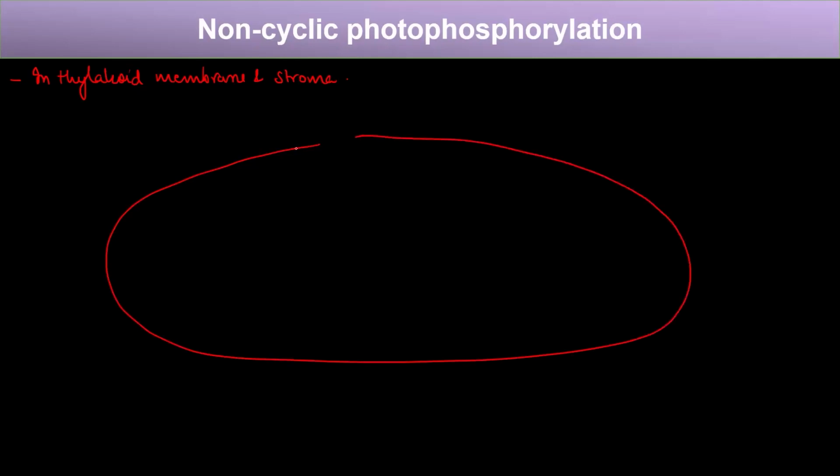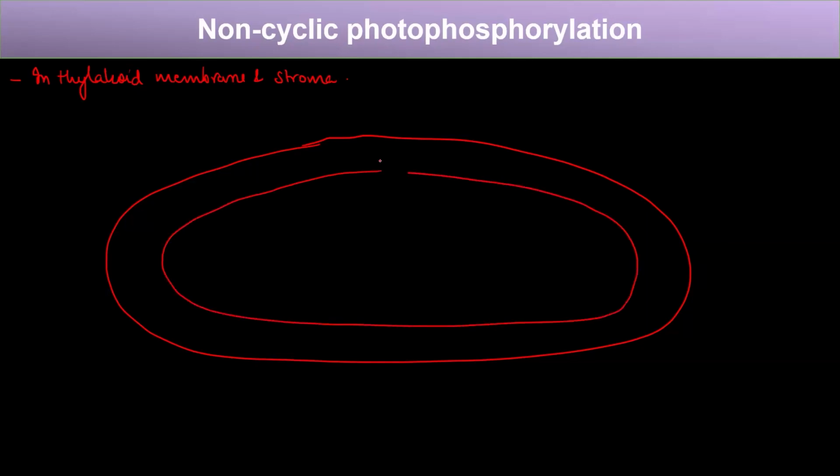If you remember, I'm drawing a zoomed version of a thylakoid. So this is your thylakoid, right? Now, we said that photosystem 1 and photosystem 2 are the two photosystems that are present, and these are responsible for photosynthesis.